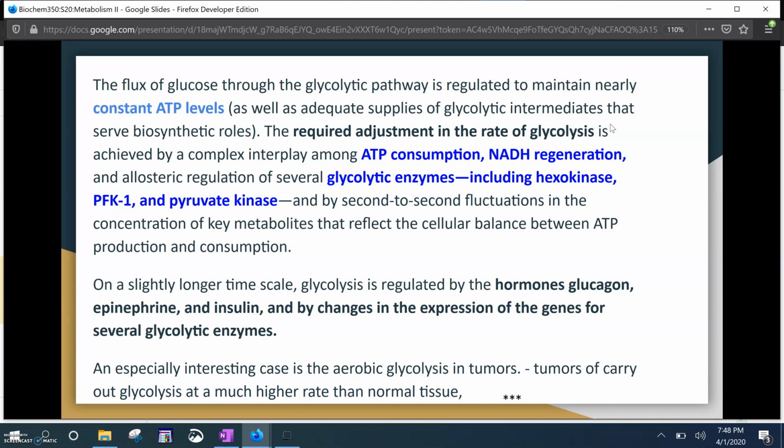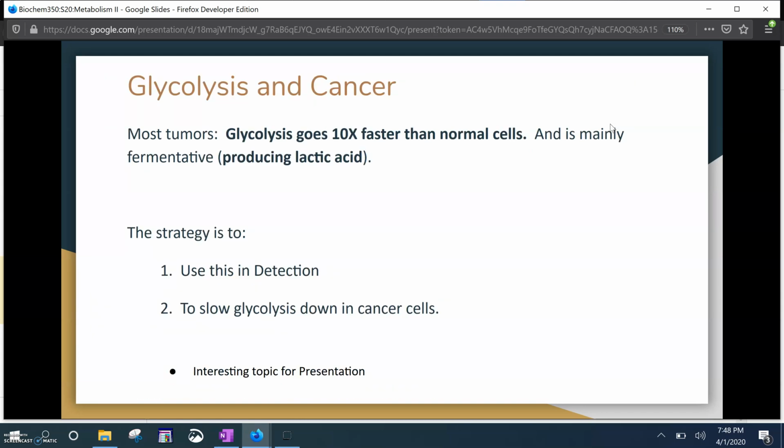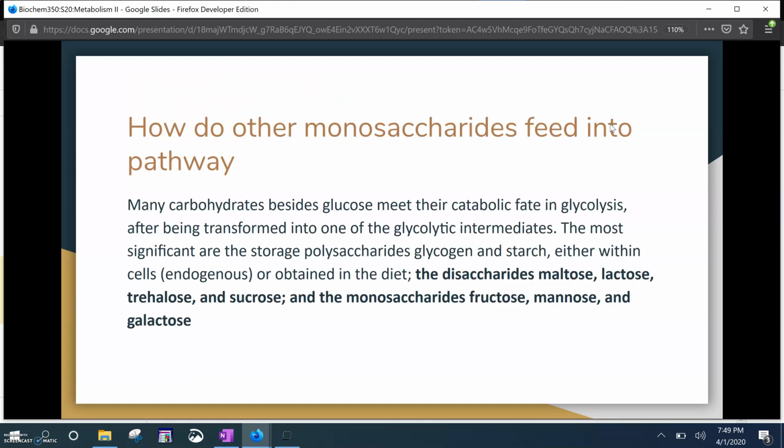An especially interesting case is the aerobic glycolysis in tumors. Tumors often carry out glycolysis at a much higher rate than normal tissue. I suggested once before, this may be something you might want to do for your final project if anybody's interested. Glycolysis goes 10 times faster in cancer cells and tumor cells than in normal cells. Maybe you could use this as a way of detecting a tumor cell, or see if there's any way you could stop it and slow down the glycolysis in cancer cells and maybe defeat the cancer.